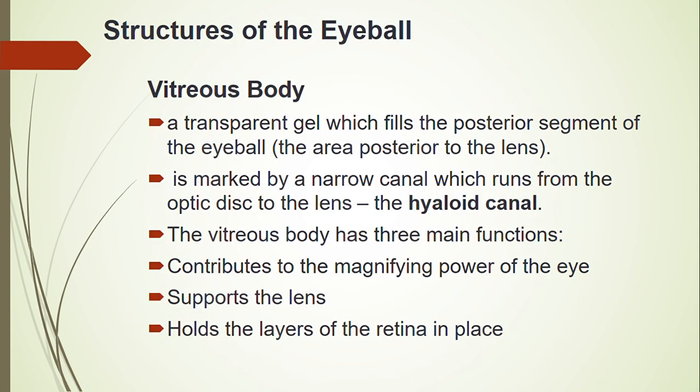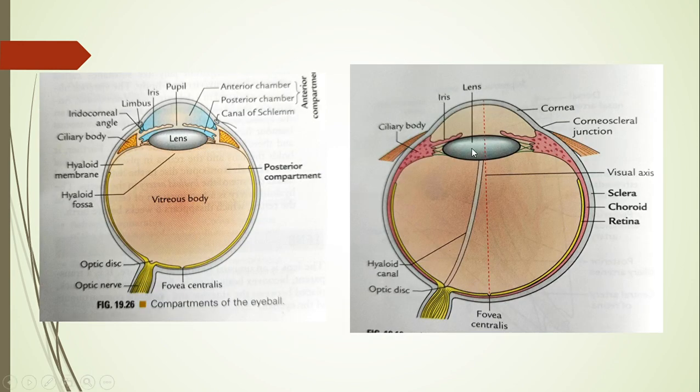Another term, the vitreous body and the aqueous humor. The vitreous body is the structure which fills the posterior cavity, the posterior segment of the eyeball. The posterior segment is the cavity present behind the lens, lined by the retina, ciliary body, ciliary processes and lens. The cavity inside is filled with a transparent gel-like substance, which is named the vitreous body.